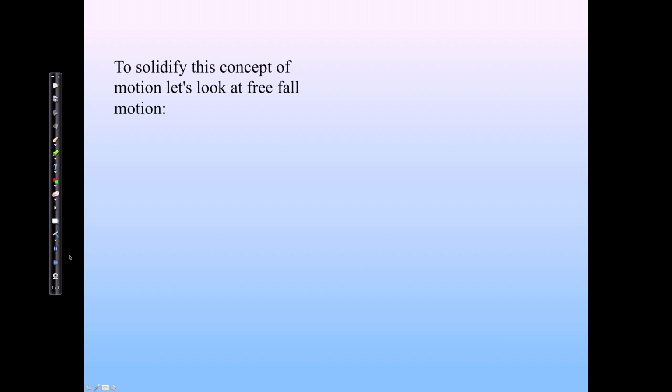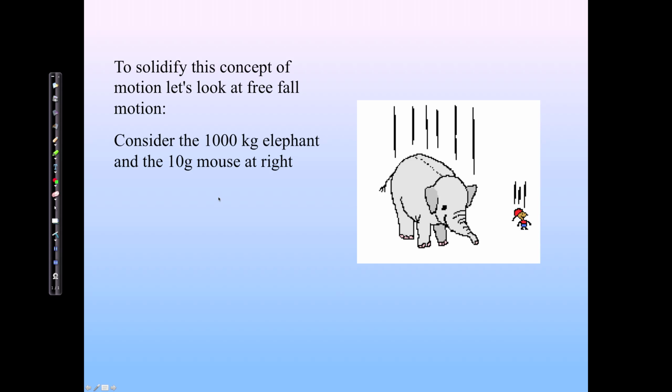And so let's look at an example. We've got a 1,000 kilogram elephant and a 10-gram mouse. And let's find out which one falls faster. In this case, let's ignore air resistance. All right. So that's valid in the first few seconds before the mouse reaches terminal velocity. Terminal velocity is the speed at which an object stops accelerating because of air resistance. So in this case, we're going to ignore air resistance.